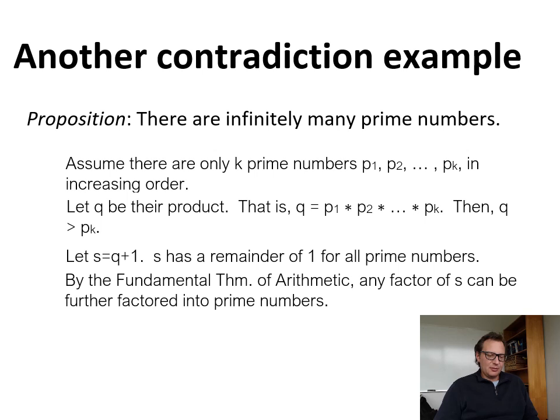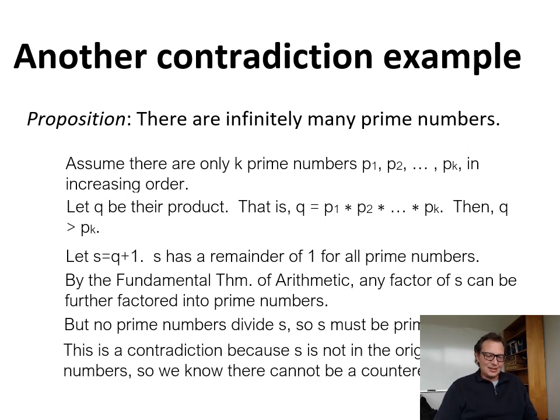However, by the fundamental theorem of arithmetic, any factor of s can be further factored into prime numbers. But because no prime numbers divide s, because it has a remainder of 1 for all prime numbers, we know that s must be a prime number. And this is a contradiction because we assumed that s is not in the original set of prime numbers. And so we know that this cannot be true, because this cannot be a counterexample. So that's how we prove the original proposition.